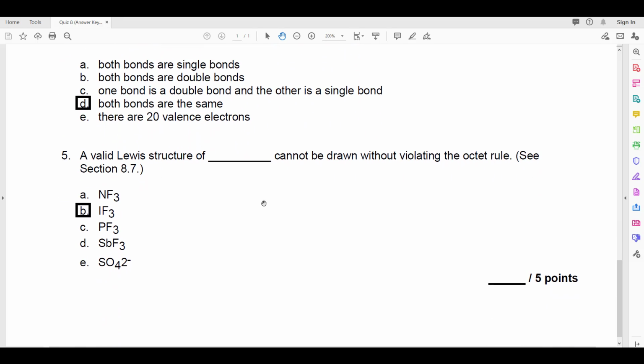Now I'll go here to question 5. It says a valid Lewis structure of blue cannot be drawn without violating the octet rule. Now, in order to do this, as tedious as it is, we really have to draw out all of the Lewis structures for this, unless you have the ability to see it really quickly.